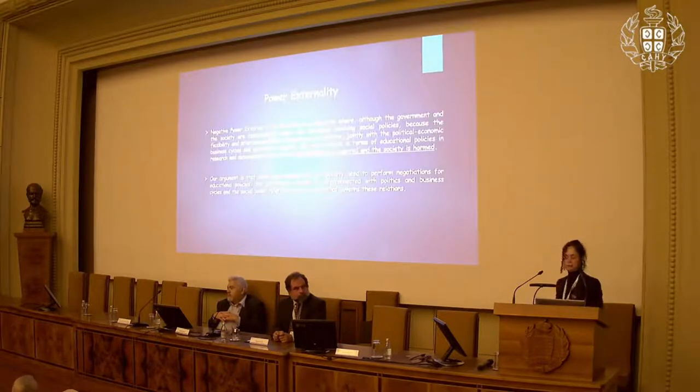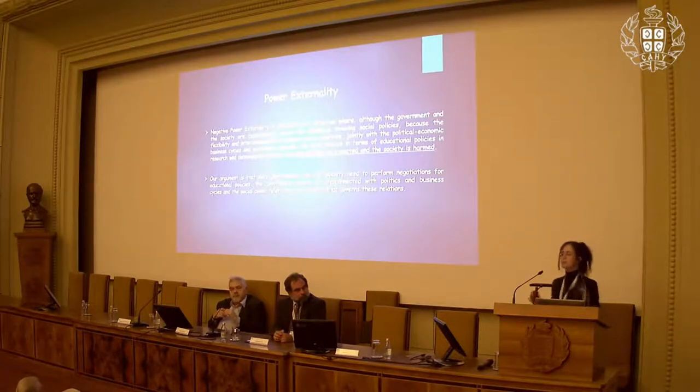Please allow me once more to describe my theoretical proposition, and I will read again. Negative power externality in education could be considered as a situation where, although the government and the society are conscious about the dilemmas involving social policies, because of the flexibility and interchangeability between power relations, jointly with the political, economic, business cycles and governance agendas, the best choice in terms of educational policies in research and development matters is not fulfilled as expected and society is harmed.